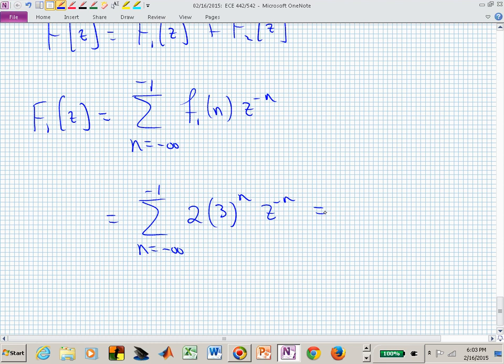The 2 impacts all of the terms in that sum. We can factor that outside of the sum. And we can actually combine those terms that have an exponent of n by putting the z downstairs, since it had a negative exponent and the 3 had a positive exponent. We now have 3 over z to the n.